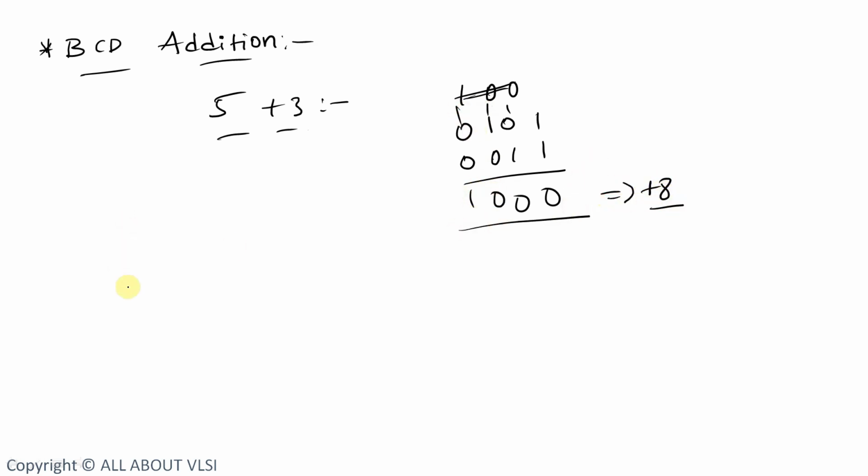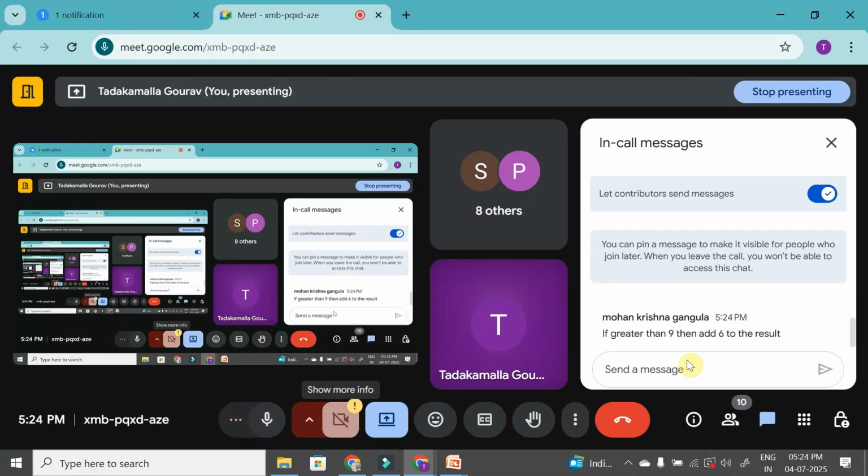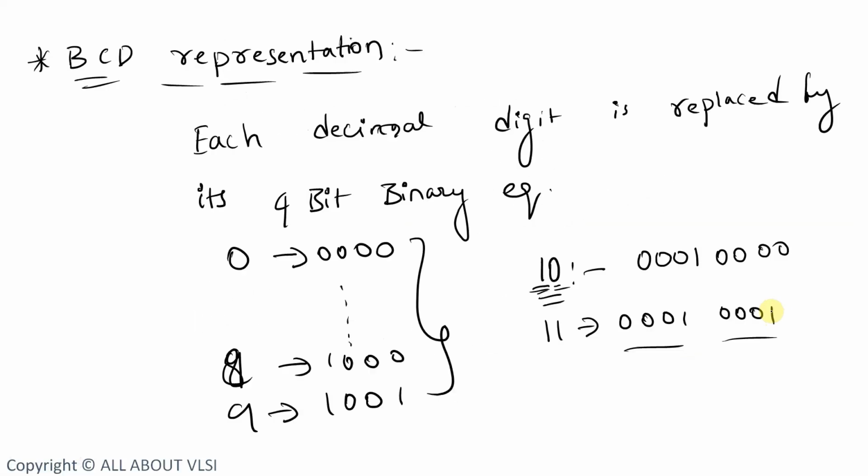But what if I have 5 plus 5? Can anyone tell me what answer you are getting? What is the result we are going to get if we add 5 and 5? Exactly. If the result is greater than 9, we are going to add 6 to the result, not 1010, because 1010 is not at all a BCD code. There is no BCD code like 1010. We have only BCD codes for 0 to 9.